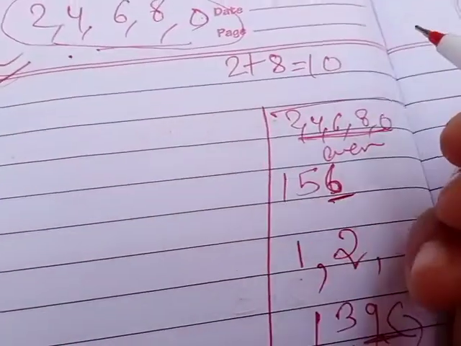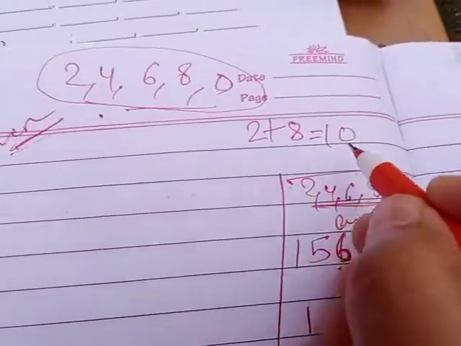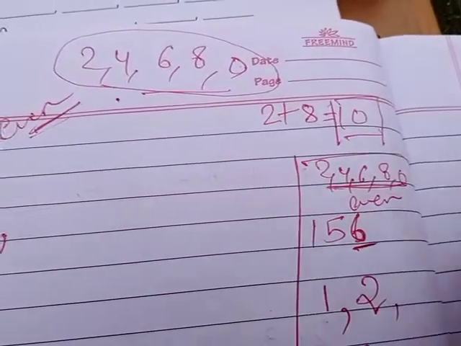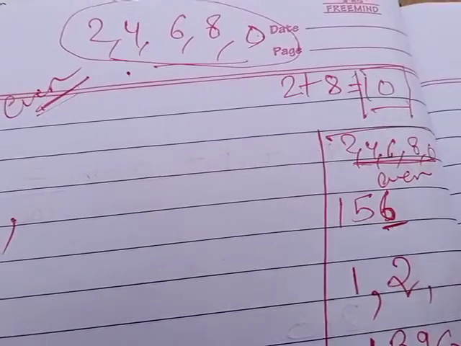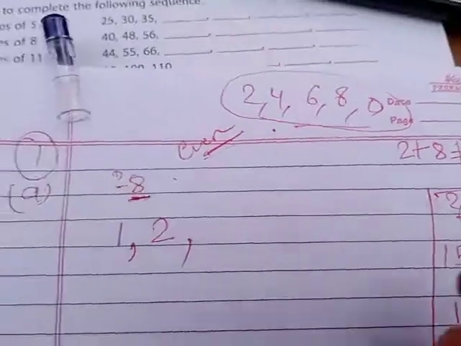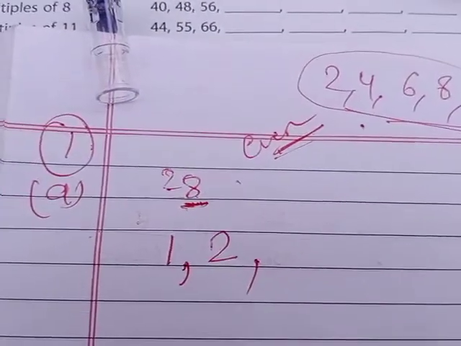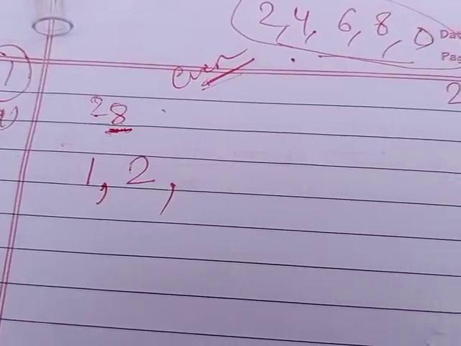When you add 2 and 8, we get 10. Is this 10 divisible by 3? Is this 10 coming in the table of 3? 10 is not coming in the table of 3, right? This means that 3 is not a factor of 28. I hope I am clear to you all. Any doubts, please ask in the comment section.